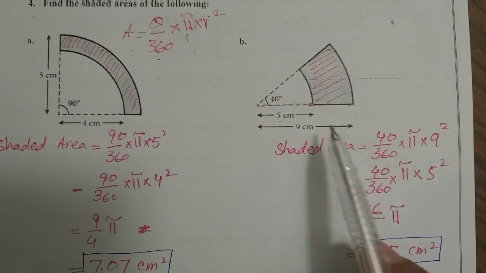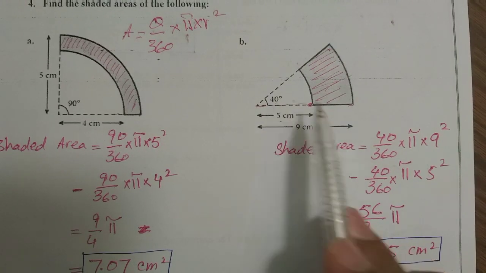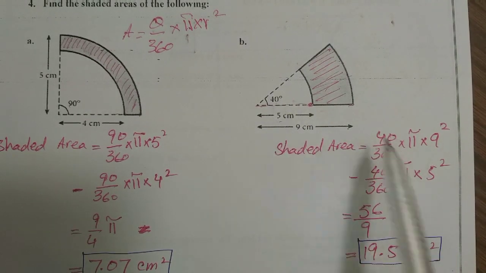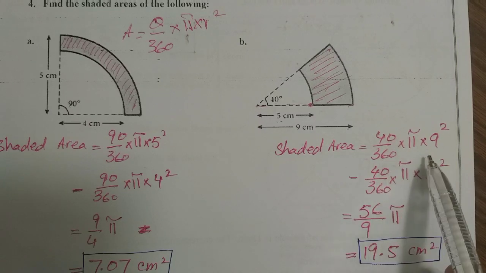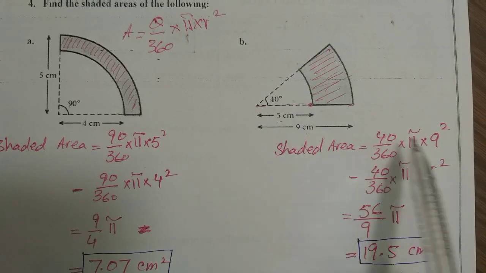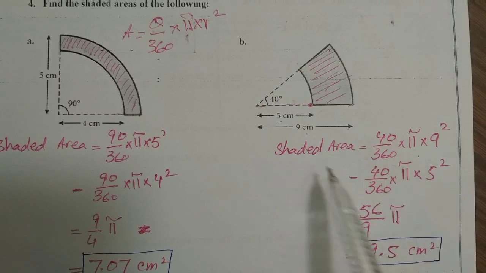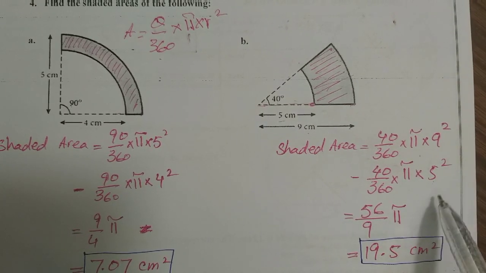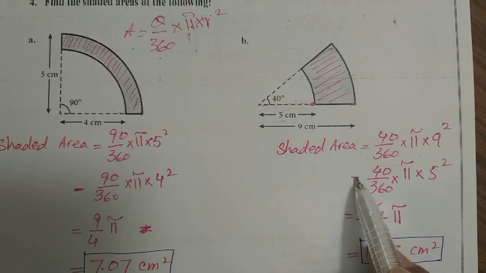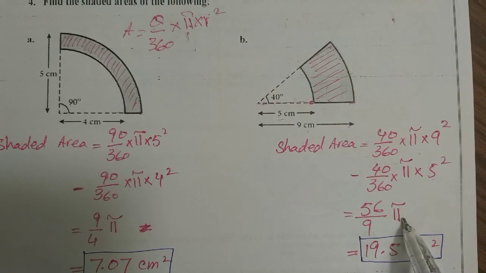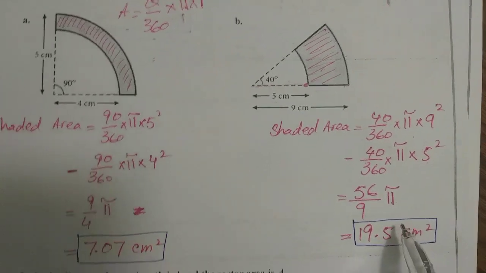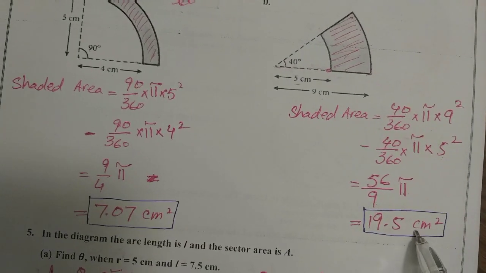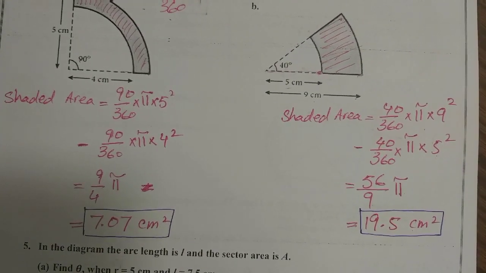So just replace the values. We are given the angle 40 degrees for each. Replace theta by 40 and r equals 9 for the bigger sector, minus the smaller sector, where we have 5 squared. Simplify, you find 56 over 9 pi, and then with the calculator, you find 19.5 centimeters squared.